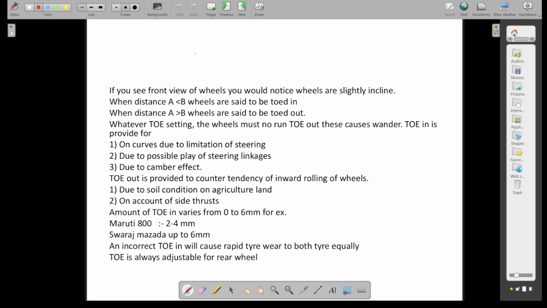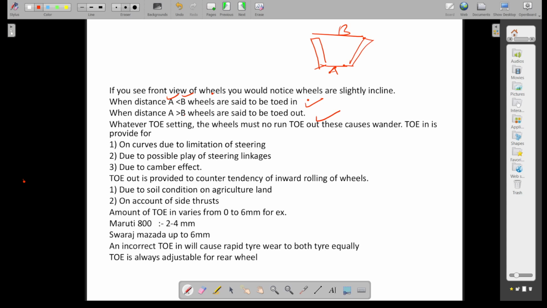So again, if the distance A is greater than B, we can say toe in, or when the distance A is less than B, I say it is toe out. So generally, toe in and toe out. If I just draw a diagram over here, with the wheels like this, and now suppose this is distance A and this is distance B. So the condition of distance A being greater than B, I say it is toe in. If distance A is less than B, it is toe out.